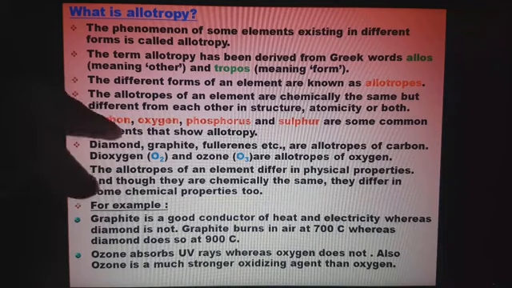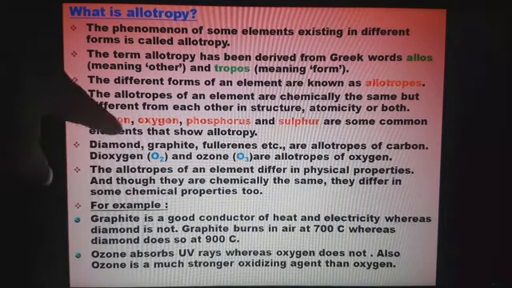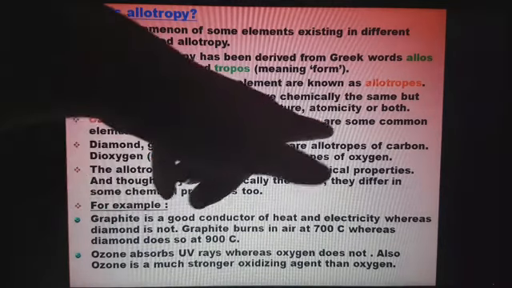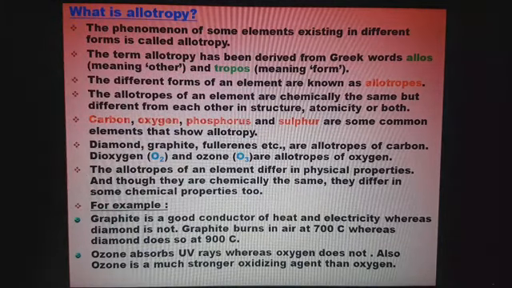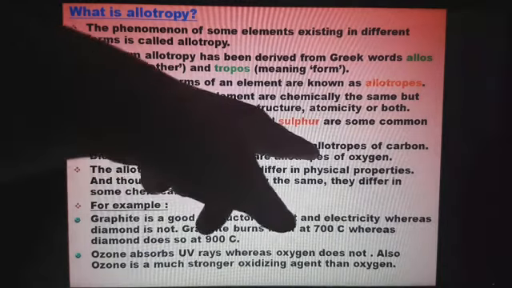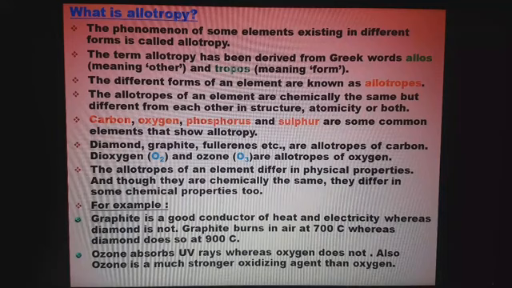Here are some of the elements which show allotropy: carbon, oxygen, phosphorus, and sulfur. A very common example is carbon, about which we are reading right now. Diamond, graphite, fullerene, etc. are allotropes of carbon. Carbon has the maximum number of allotropes. It can exist in various forms: diamond, graphite, fullerene, etc.